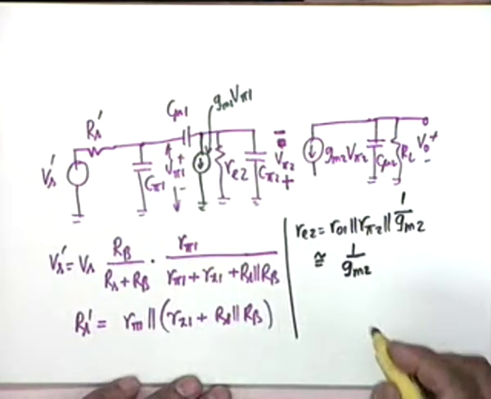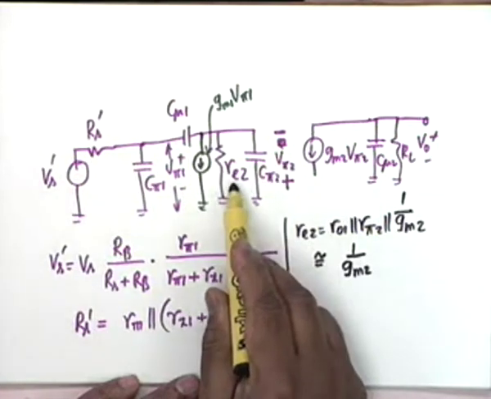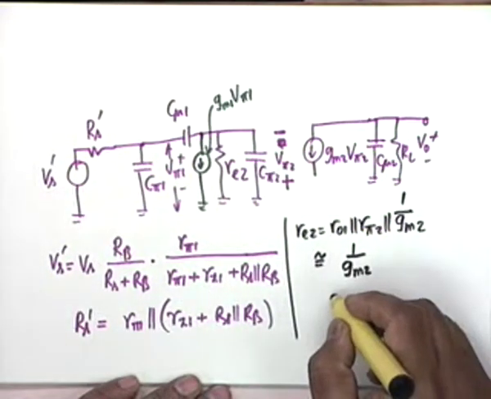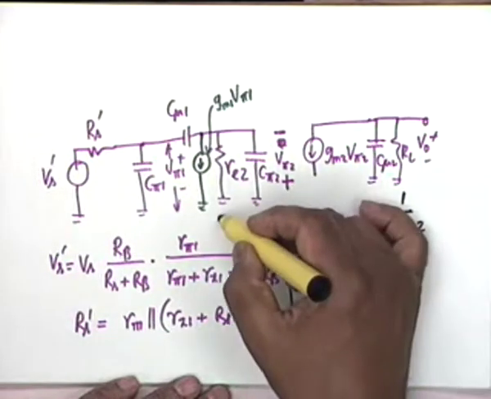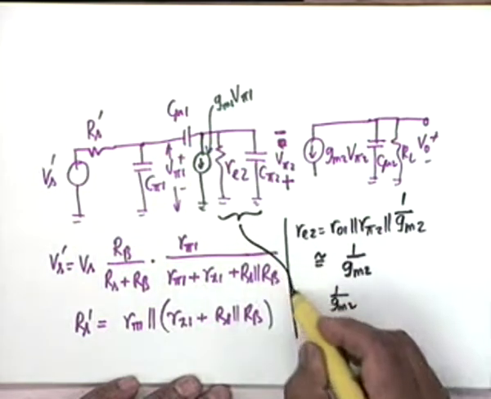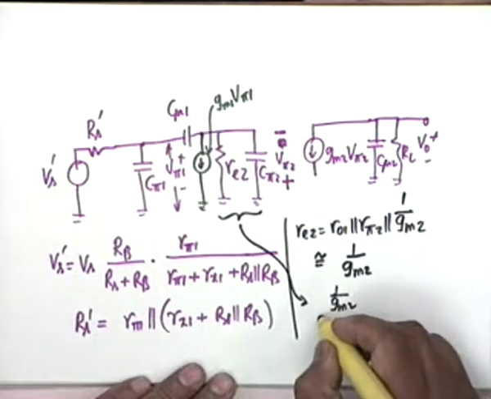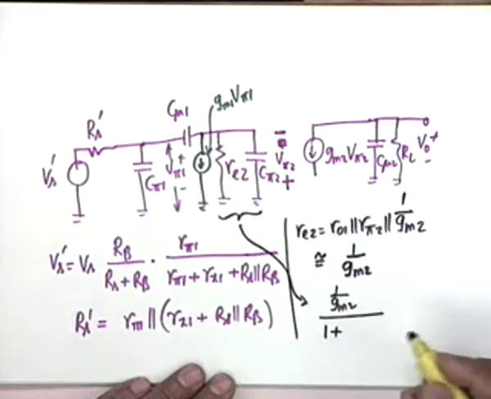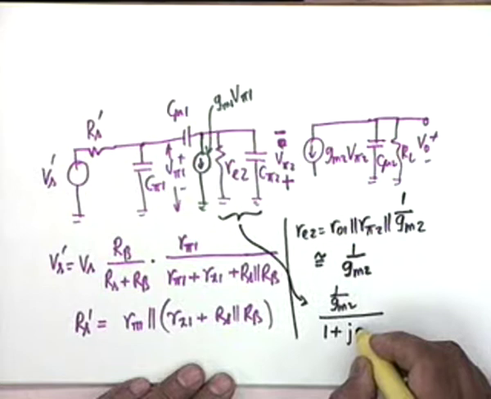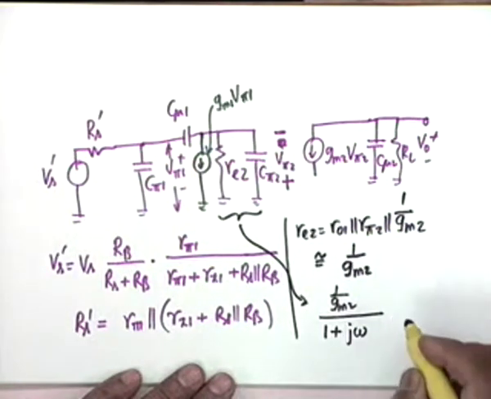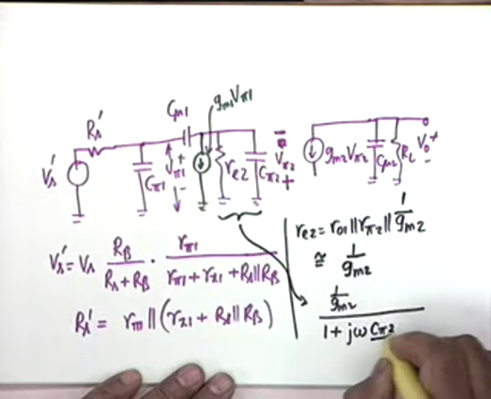And the parallel combination of RE2 and C pi 2, the equivalent resistance is, well, 1 by GM2, the equivalent of these two is 1 by GM2, which is the approximate value of RE2, divided by 1 plus, yes, j omega C pi 2 by GM2. Agreed?